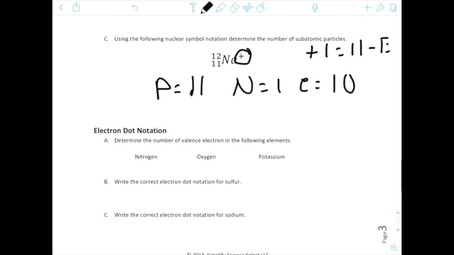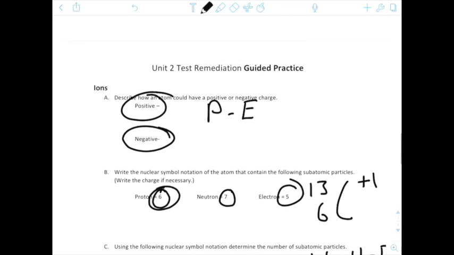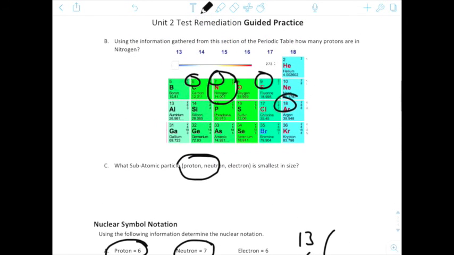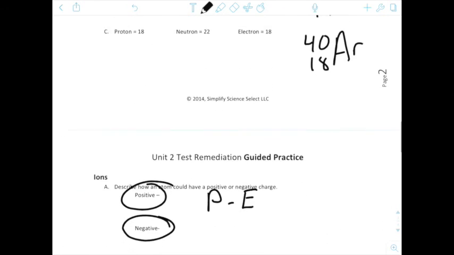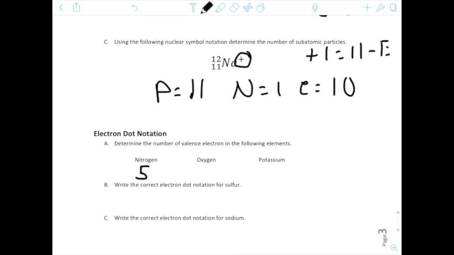On the next one, it says determine the number of valence electrons in the following element. When we're looking on the periodic table, it's really nice. Group 1 is 1, group 2 is 2, 13. Take away that 1 right there. It's 3, 4, 5, 6, 7, and 8. So when we're looking on the periodic table, we can just look at that. So on this one where it says write the number of valence electrons, when we look at nitrogen, nitrogen is group 15, so it has 5 valence electrons. Oxygen is 16, it has 6 valence electrons. Potassium is in group 1, so it has 1 valence electron.